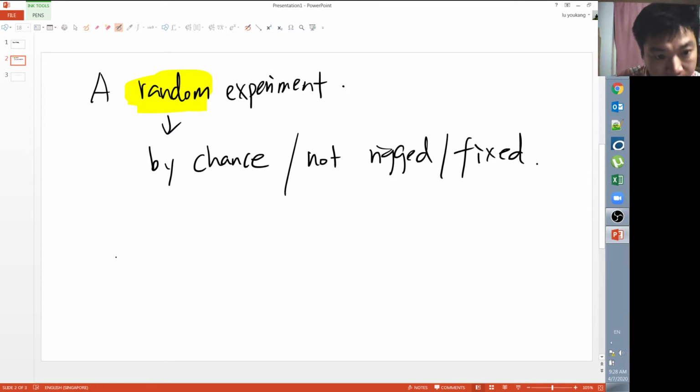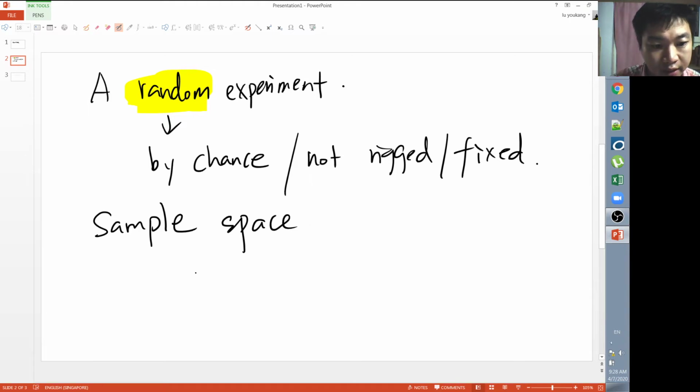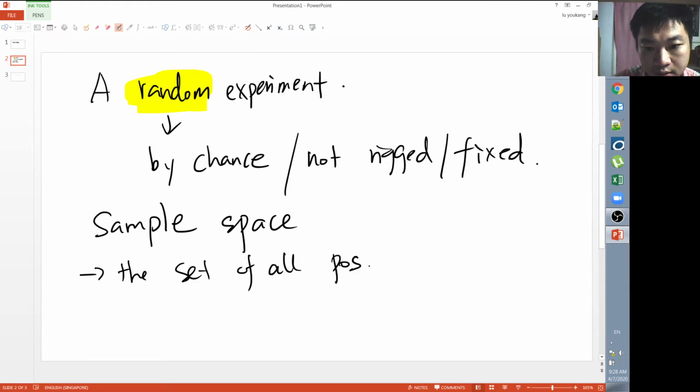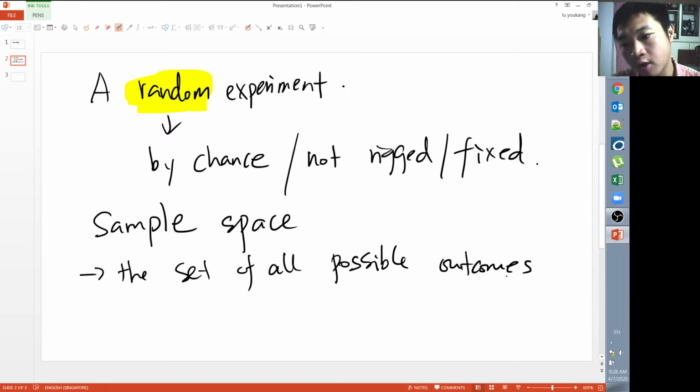And the next term you need to be familiar with is sample space. So what's the meaning of this? Sample space is the set of all possible outcomes, right? The set of all possible outcomes. So let me give you an example.